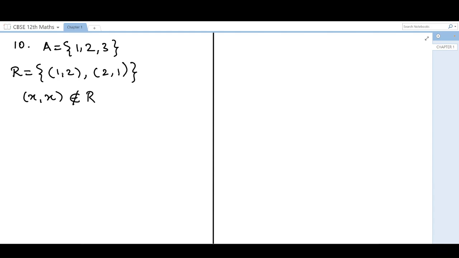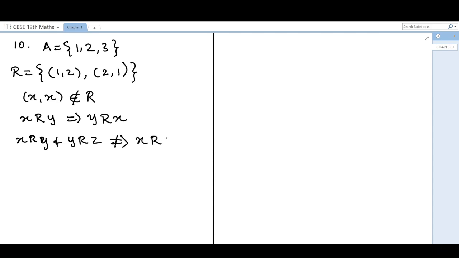In the case of symmetric, if you consider 1 comma 2, we have 2 comma 1. Therefore, x related to y implies y related to x. Thus, the relation R is symmetric. When you consider 1 comma 2 and 2 comma 1, for transitive we should have 1 comma 1, but we don't have that element. Therefore, x related to y and y related to z does not imply x related to z. Thus, this relation is symmetric but not reflexive and transitive.